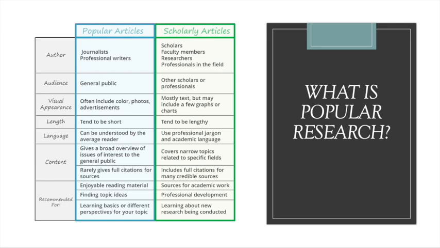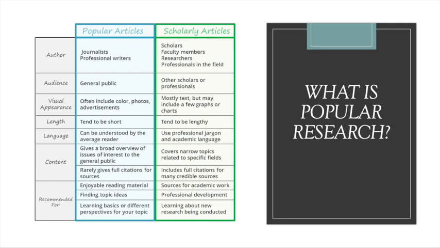We're going to probably stay in the popular articles for this particular piece. And as you notice, the audience for the popular articles include the general public. If you move down and you see who they're recommended for, typically somebody who is trying to find out ideas, learn the basics, or different perspectives for a particular topic. Typically, popular articles tend to be a little bit shorter, and they use language that is a little more accessible for a general public audience.